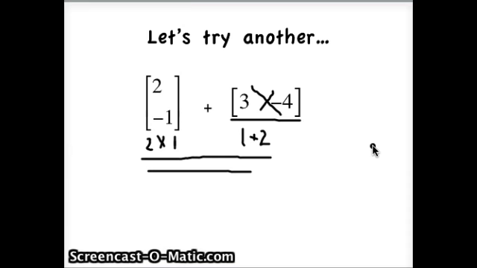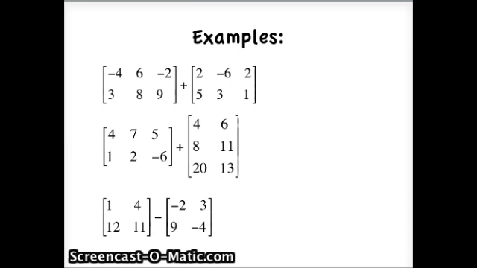They cannot be added. So I'd like you to pause the video now and go through these examples on your own. Make sure that you are diligent about adding the corresponding elements in each matrix. Okay? And pause now. You should have paused your video and done these matrices in your notebook. I will be requesting that you turn them in as proof that you went through this vodcast.